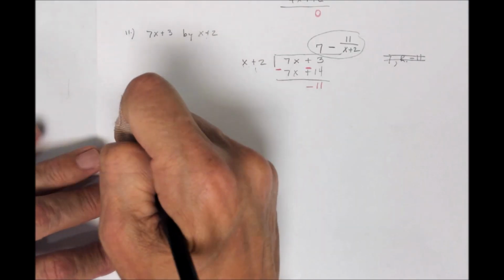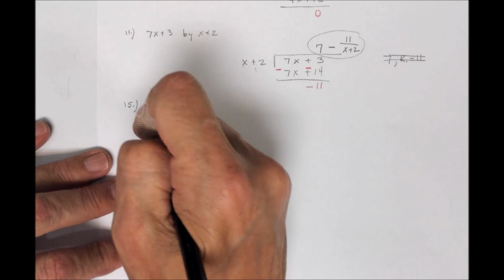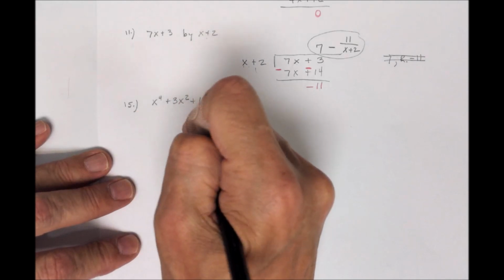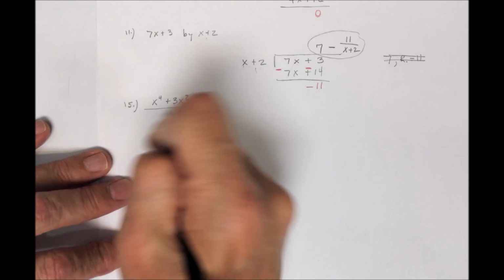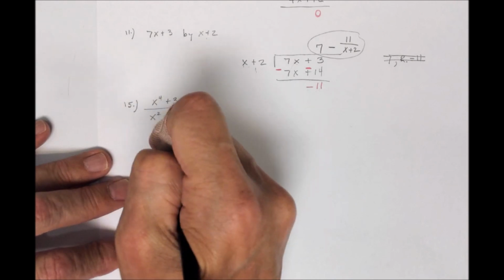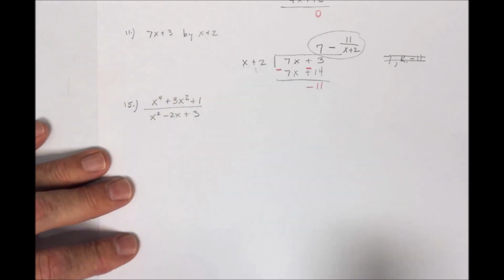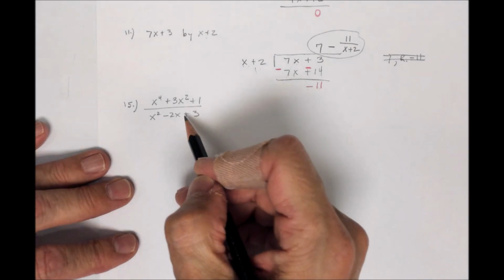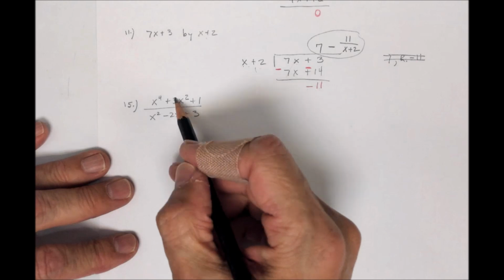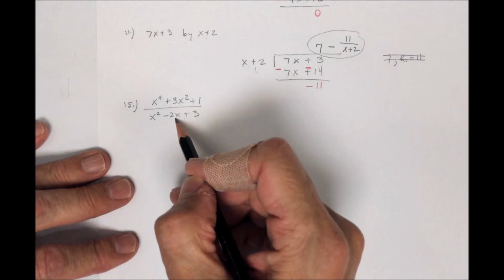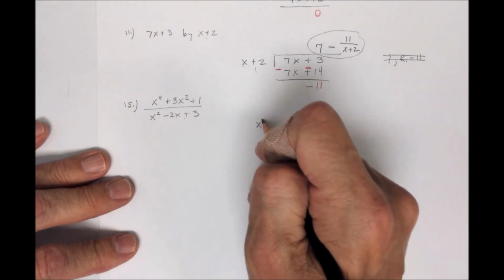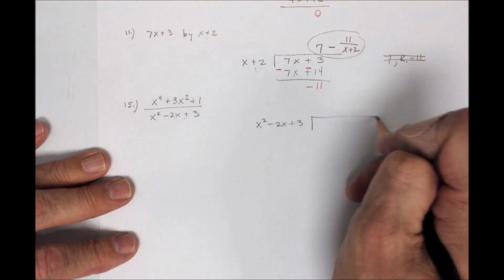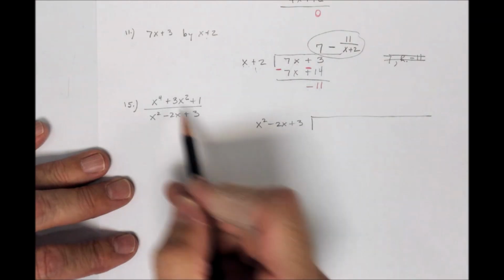All right, the next one up would be problem number 15. In problem number 15, you have x to the 4th plus 3x to the 2nd plus 1, all divided by x to the 2nd minus 2x plus 3. All right, when they write the division as a fraction, the denominator is the divisor. This is what you're dividing into, this is what you're dividing by. So I'm going to put the x squared minus 2x plus 3 on the outside of the parentheses, and then I'm going to put my numerator on the inside.